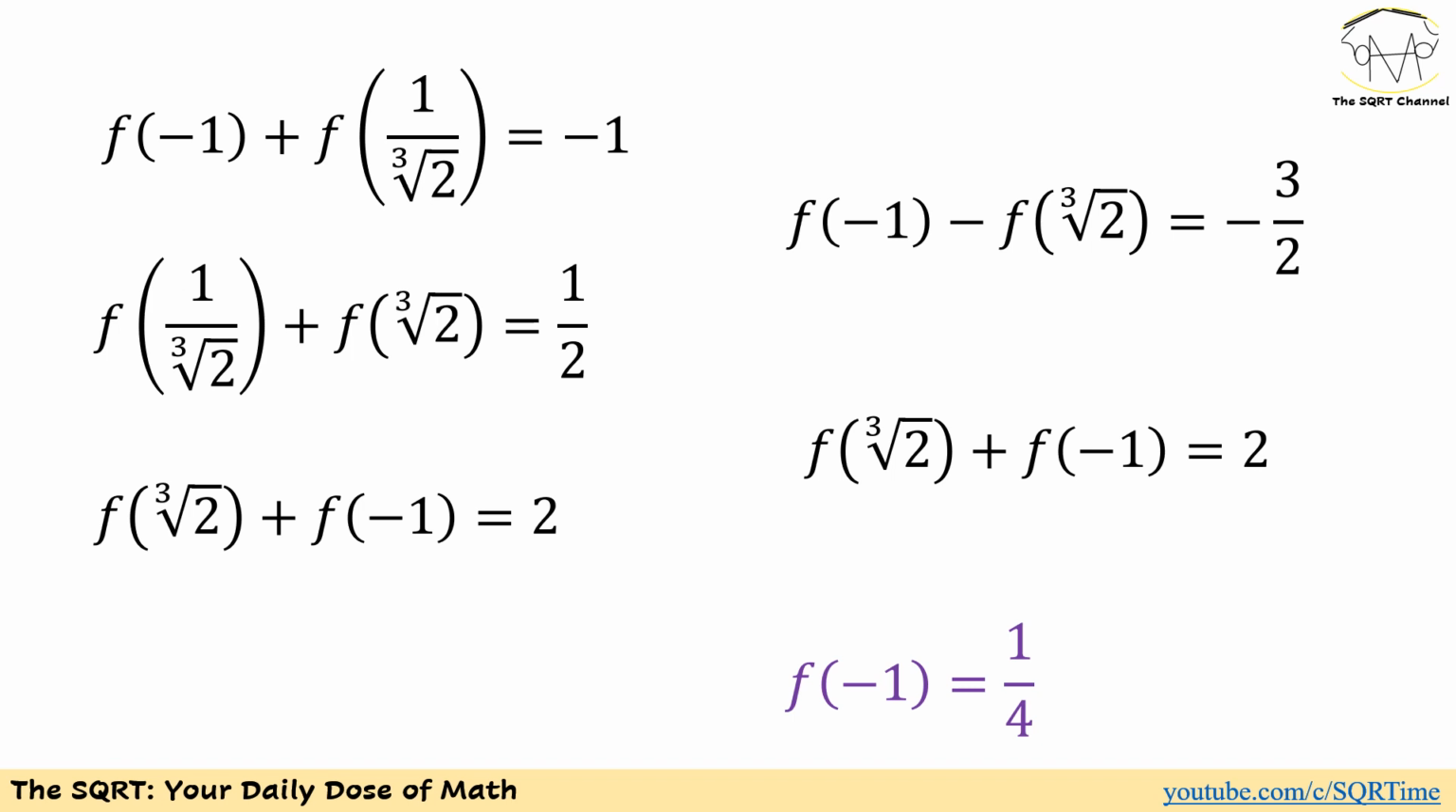Here we are going to find f of negative 1, so I'm going to subtract the second equation from the first equation. Here you are going to end up with f of negative 1 minus f of the third root of 2 equals negative 1 minus 1 over 2, which is minus 3 over 2. Now if you take that one and merge it with the third equation, which is f of the third root of 2 plus f of negative 1 equals 2, you can find out that f of negative 1 is going to be 1 over 4, and that's our final answer.